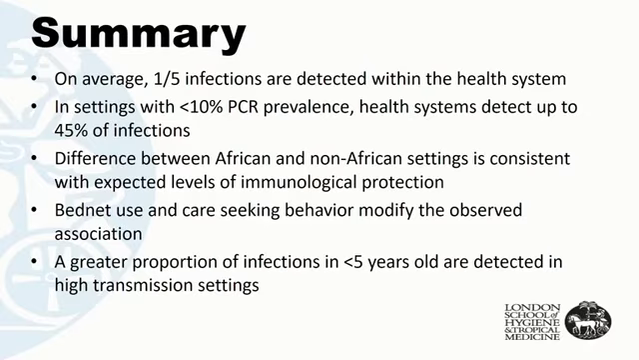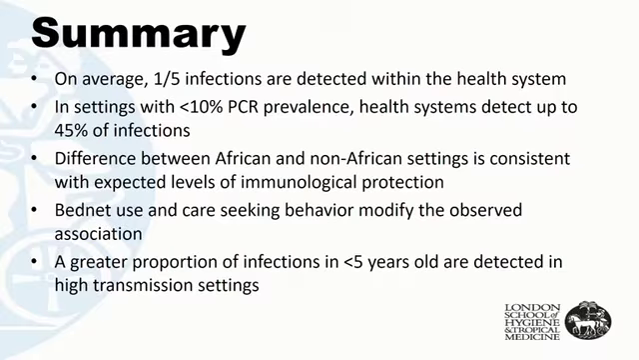So just to summarize, I went through quickly, but on average about 1 in every 5 infections are detected within the health system at higher transmission intensities. In low transmission intensities, here showing less than 10% PCR prevalence, health systems detect up to about half of all infected individuals. There is a significant difference in the patterns between African and non-African settings, which is consistent with the expected levels of population immunity from their history of exposure. Bed net use and care-seeking behavior did modify these associations. As I said, it makes sense, because if you're more likely to seek care, you're more likely to get picked up in the health system.